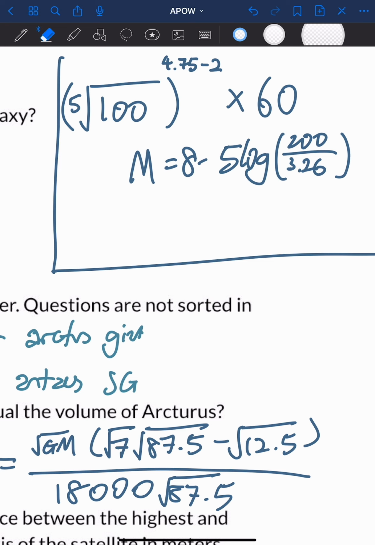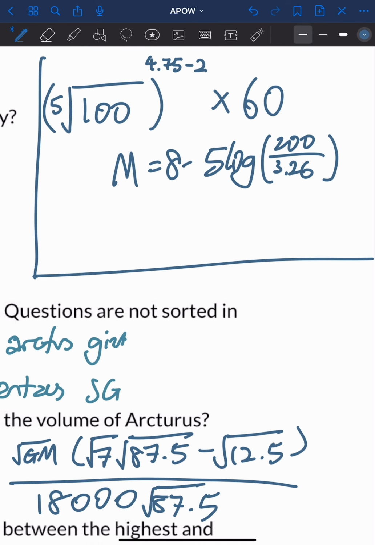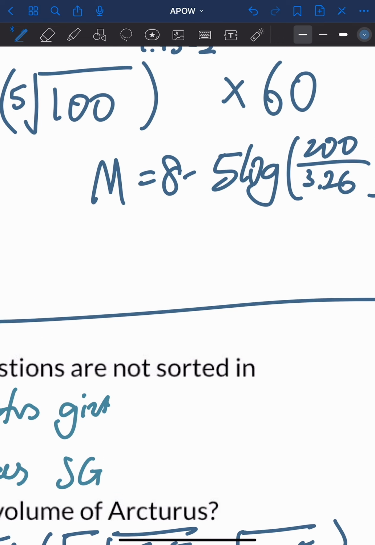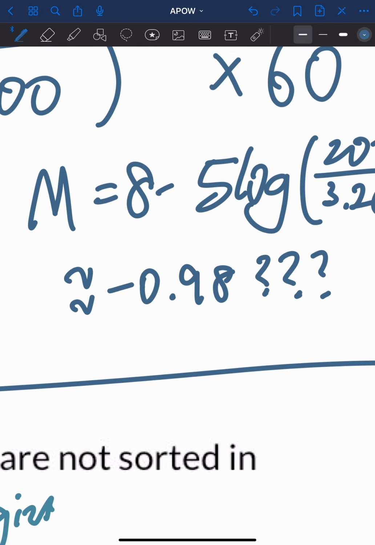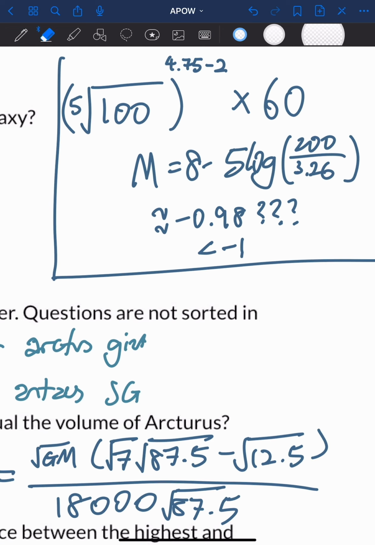Okay, we move on. So basically you get 8 minus 5 log whatever this is, and then you just do the math. I think it's approximately negative 0.98 something. I really don't remember. But you should get a negative number, which is less than negative 1. Yes, it's about 2.9, I think. So if you get that, you're basically on the right track.